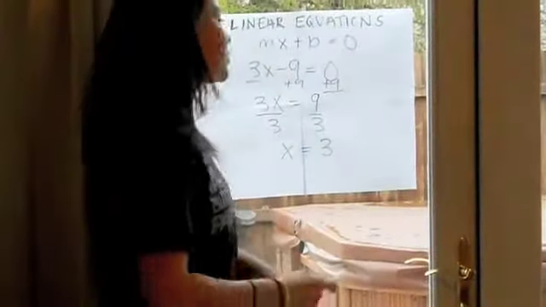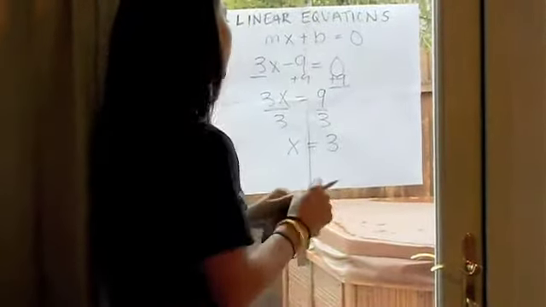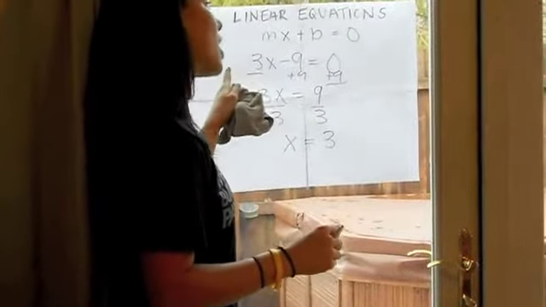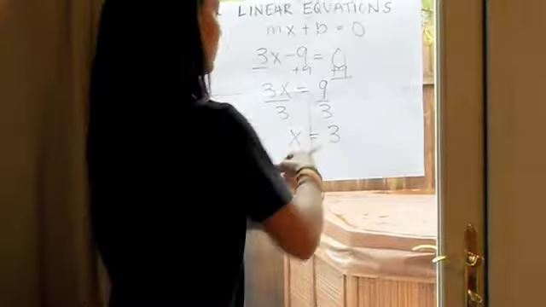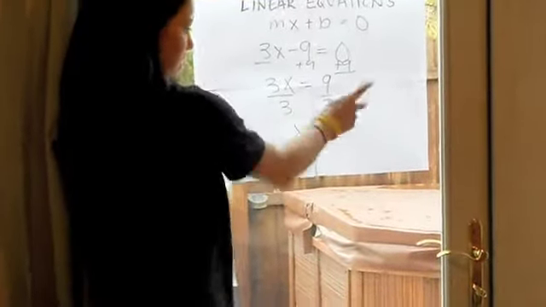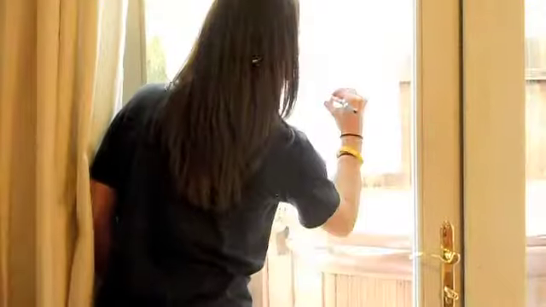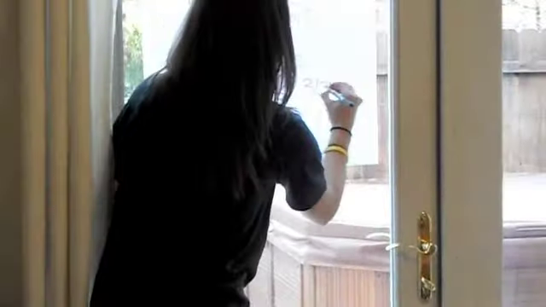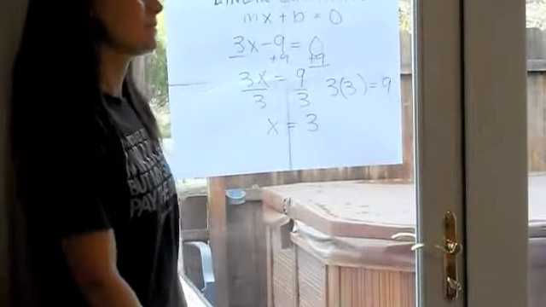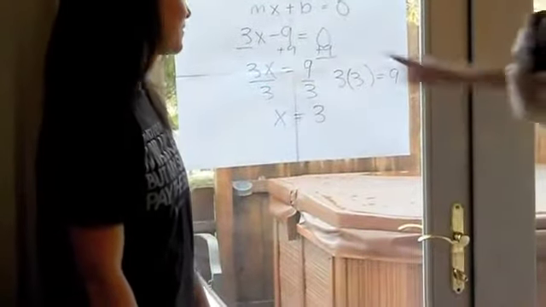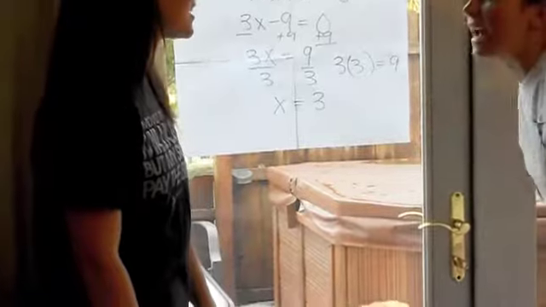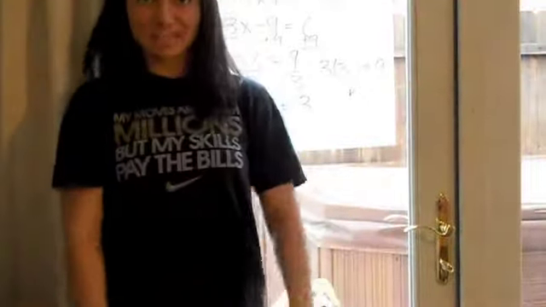Now, in order to check our equation, you're going to plug the 3 into the original problem. So you have 3x, where our x is 3, is equal to 9. Does that check? Yes, it checks. On to the next equation.